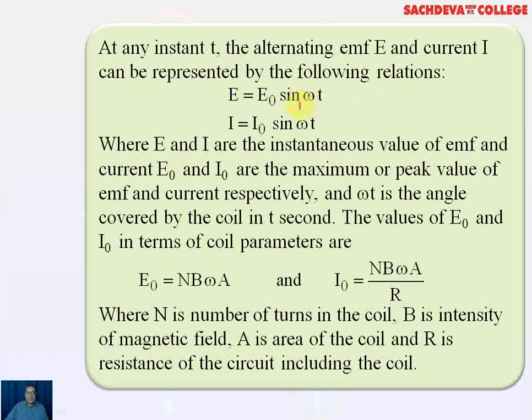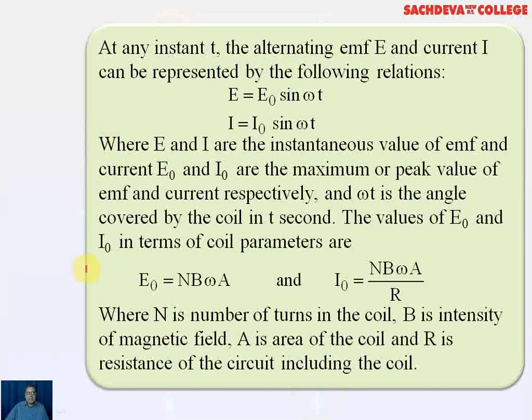E stands for the instantaneous value of electromotive force, or RMS value of electromotive force, or effective value of electromotive force. Wherever we write E naught, that is called the peak value of the electromotive force. So whenever we calculate the peak value, that is E naught, it will be root 2 times E.